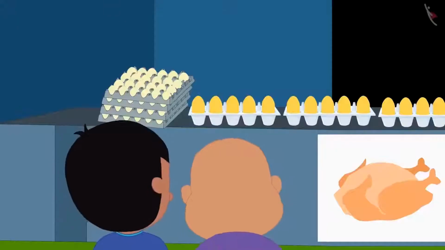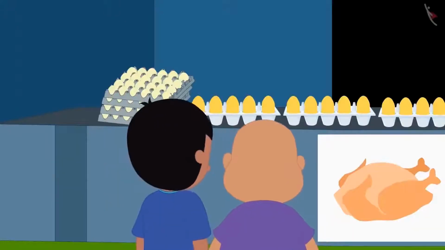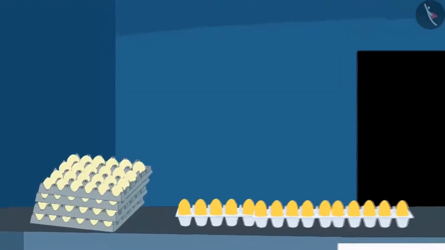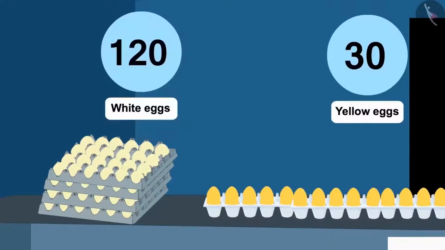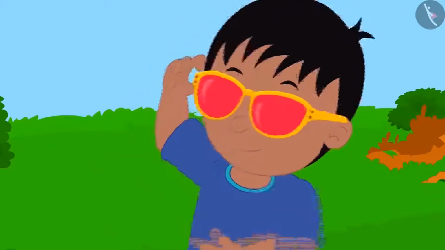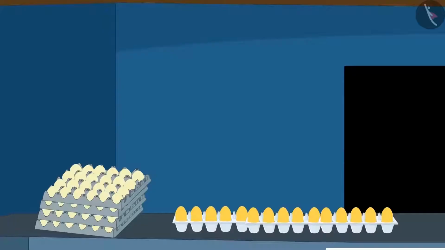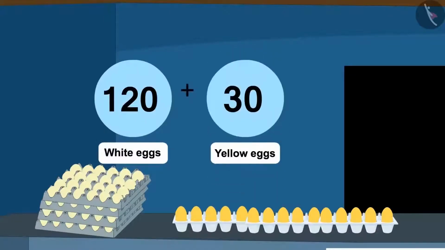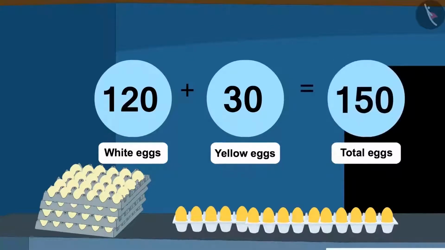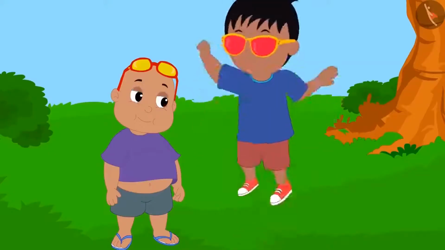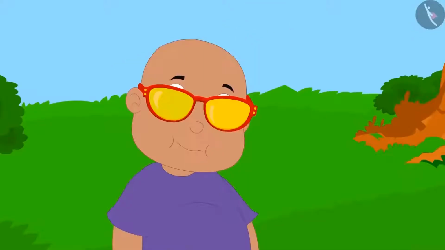First, Raju and Bablu reached the shop where Sher Khan is selling eggs. There they saw that Sher Khan had 30 yellow eggs and 120 white eggs. When Raju put on his glasses, he saw such a pair. There were a total of 150 eggs. By adding 120 white eggs to 30 yellow eggs, Raju started jumping with joy.